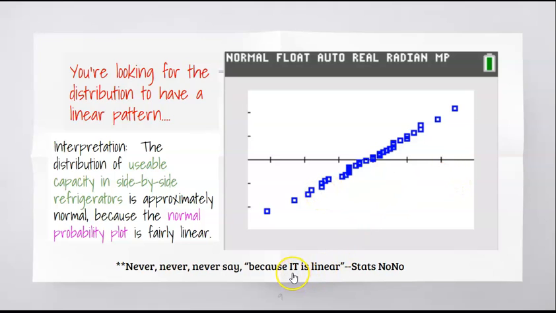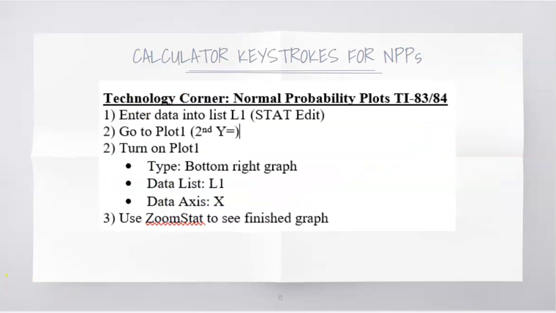Okay? You can't just say it. Be careful with your pronouns. Make sure you've clarified them when you're writing interpretations. Right? And here's the calculator keystrokes in your notes. You also have these, but this is how I got to that if you want to play around with it. But that's how you find a normal probability plot and how you interpret it.